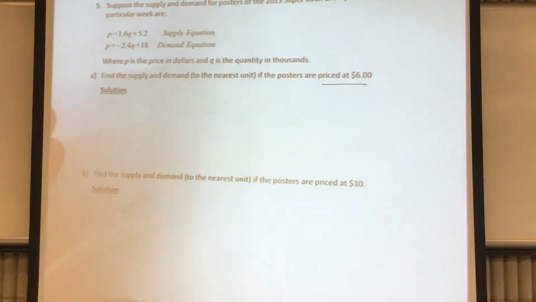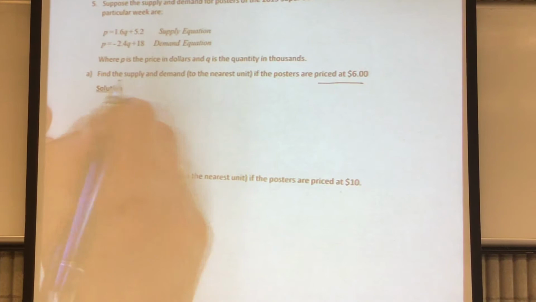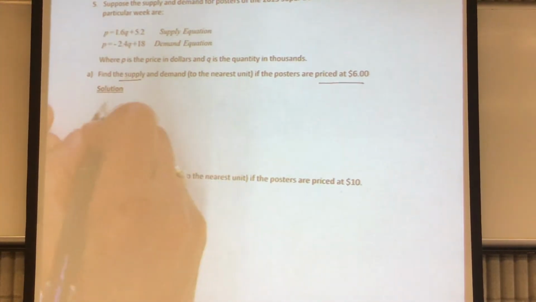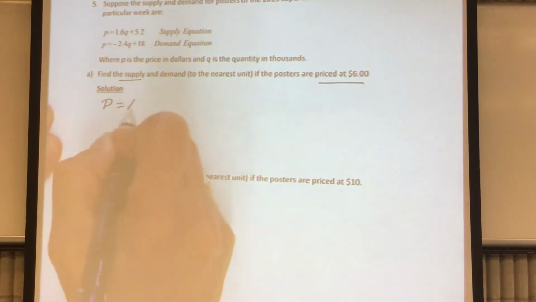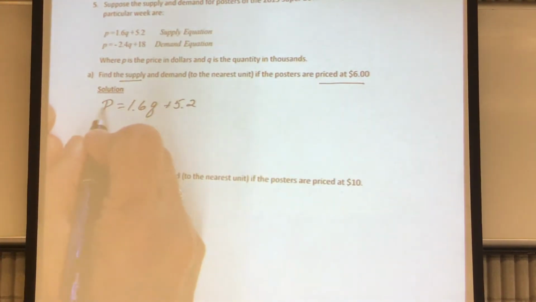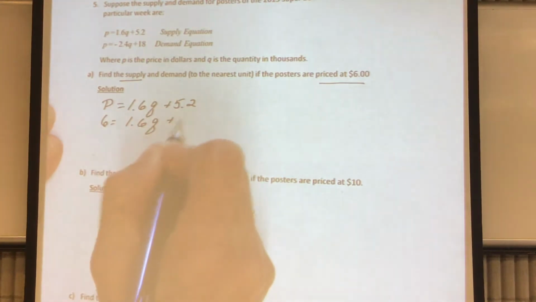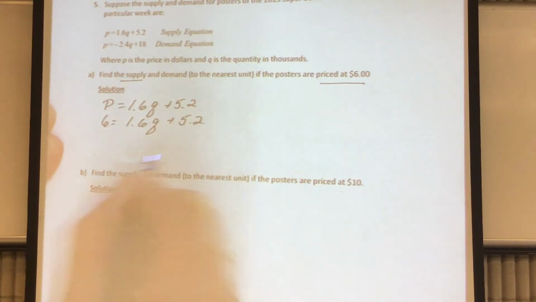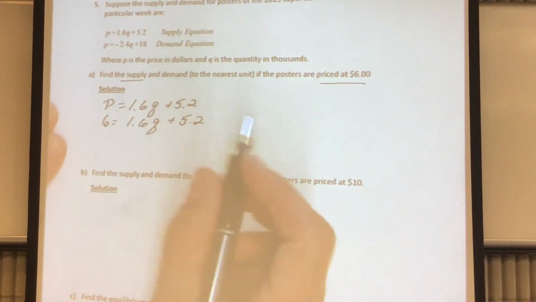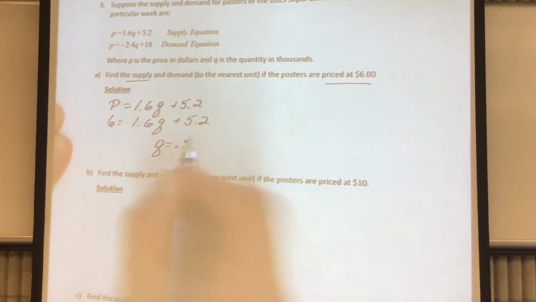So notice our price is our y value. So let's substitute the $6 into our y value, which is our P for the supply. So P equals 1.6 Q plus 5.2. So we're substituting the 6 into the P. 6 equals 1.6 Q plus 5.2. And again, combining like terms, you subtract the 5.2 and divide by 1.6. And we calculated that to be 0.5.